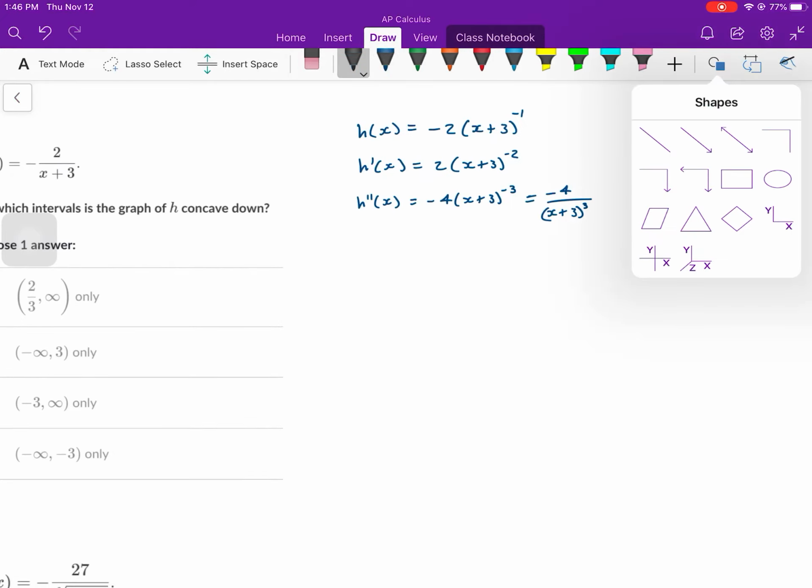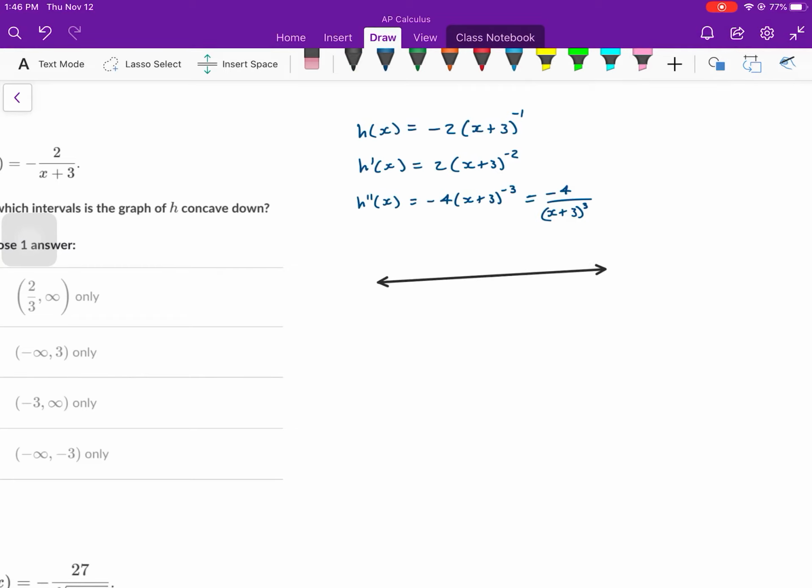and so now we're going to go ahead and do our number line test. And no matter what I plug in, it's going to be, oh, never mind, it's cubed, so it could be negative. So if I plug in a negative 4, so we have negative 4 on the top over x plus 3 cubed. I thought it was squared. So if you plug in a negative 4, you get a negative on the top over a negative on the bottom cubed, which is negative, which is positive.